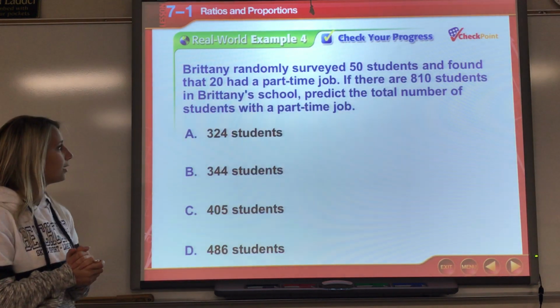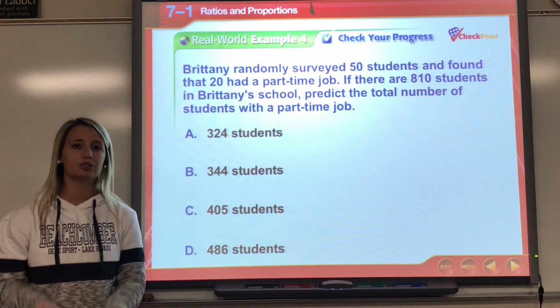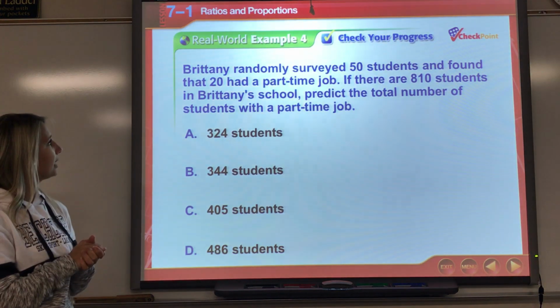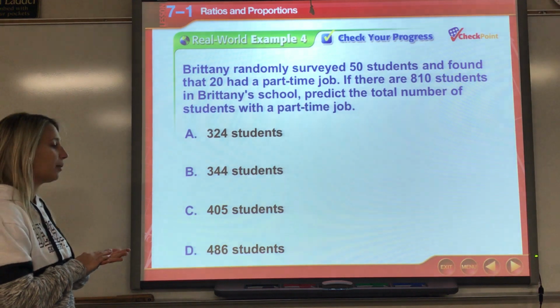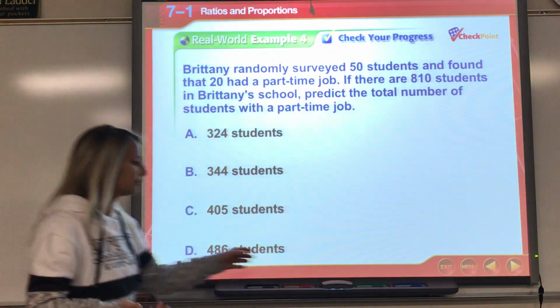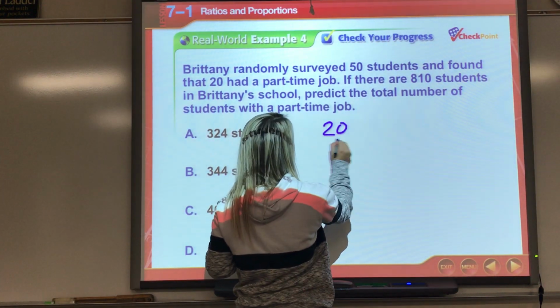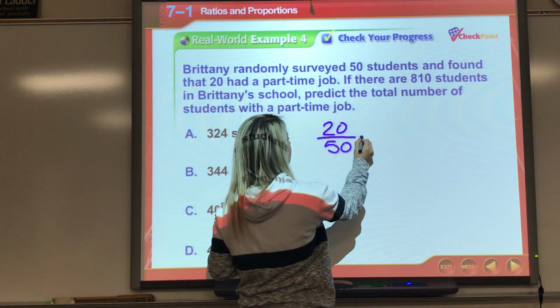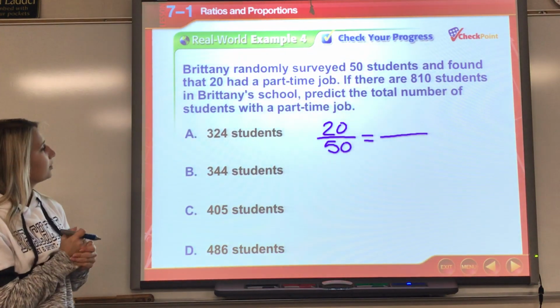Okay. All right, here's one for you to try. It's the same kind of situation, but now we're talking about jobs. So Brittany randomly surveyed 50 students and found that 20 of them had a part-time job. So my eyeballs are automatically saying that I have a part over a whole. So I see 20 is part out of a whole that's 50, and I know that's going to be equal to some other proportion or ratio.